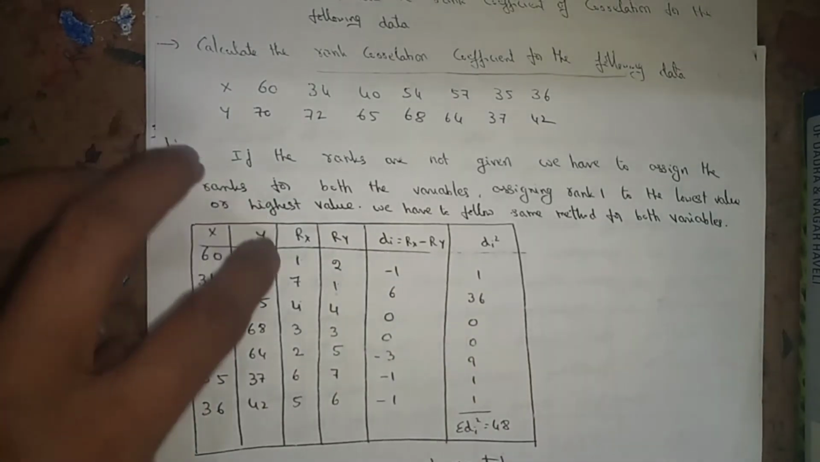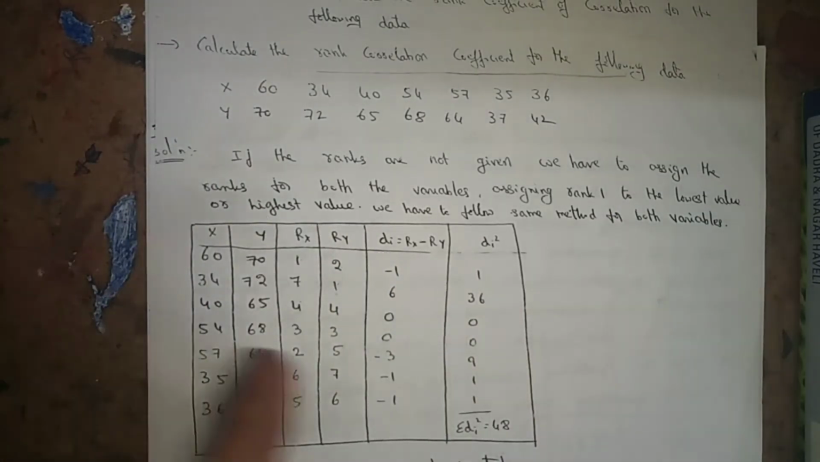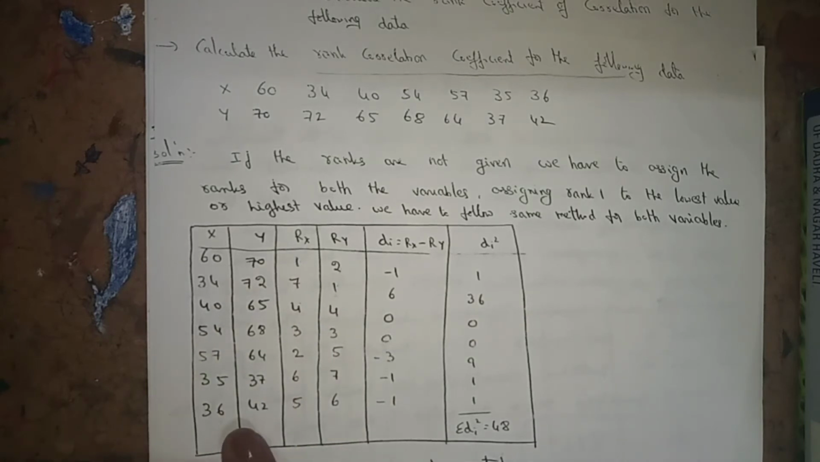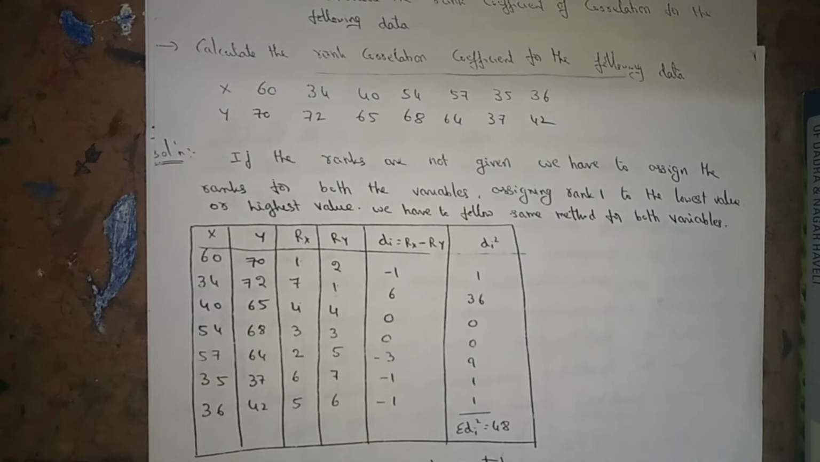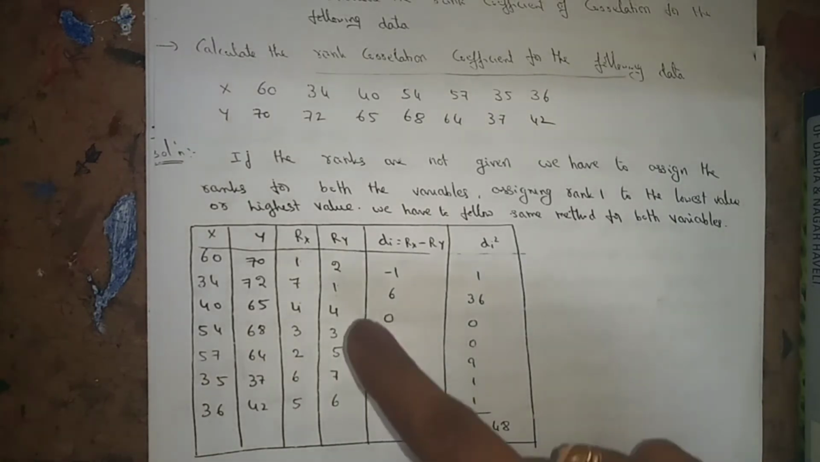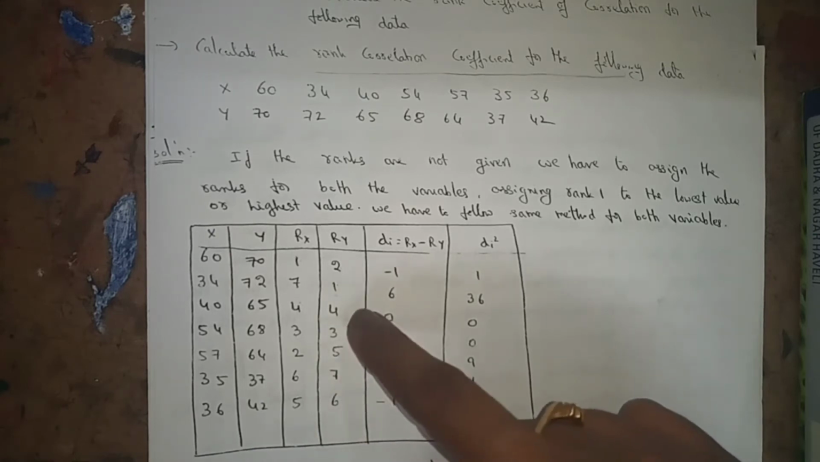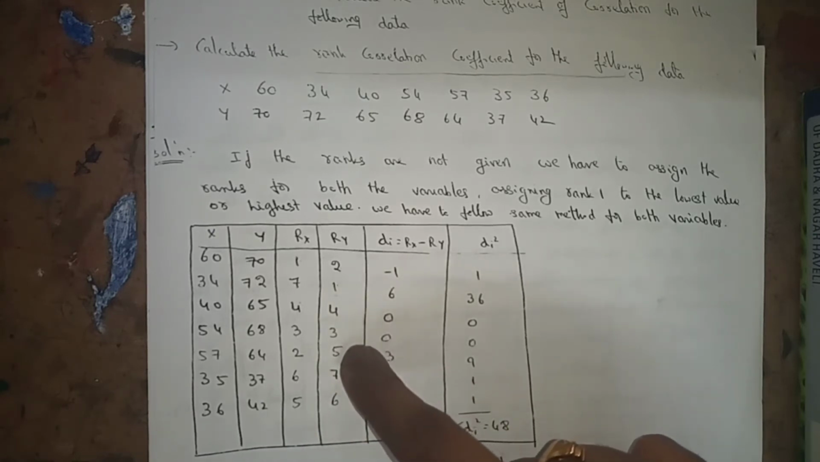In the same way, observe the y data. The highest is rank 1. How much is the highest here? 72, rank 1, Ry. The next highest, 70, rank 2. Next highest, 68, rank 3. 65, rank 4. 64, rank 5.